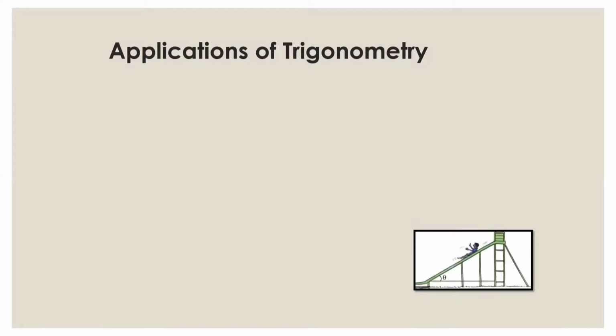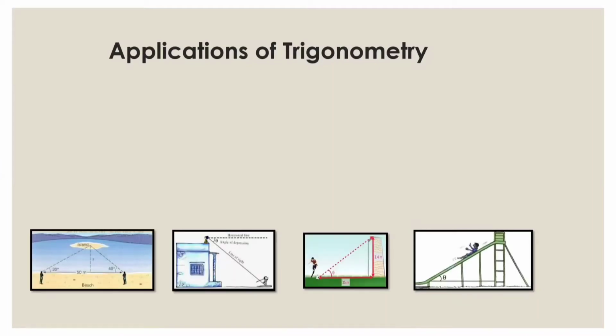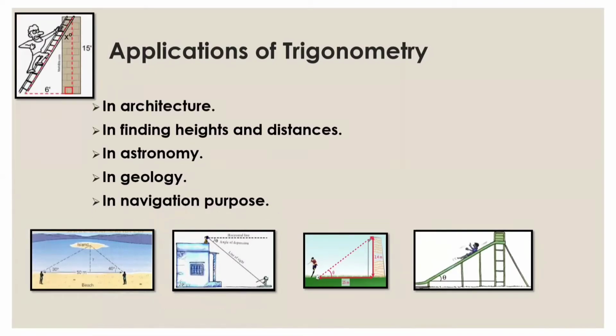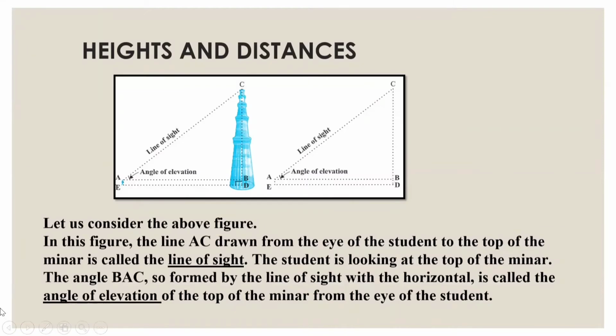So trigonometry is one branch of mathematics which is used at various places to solve a number of things, be it in architecture, in finding the heights and distances, in astronomy, geology, or in navigation purposes. Let us consider the above figure.